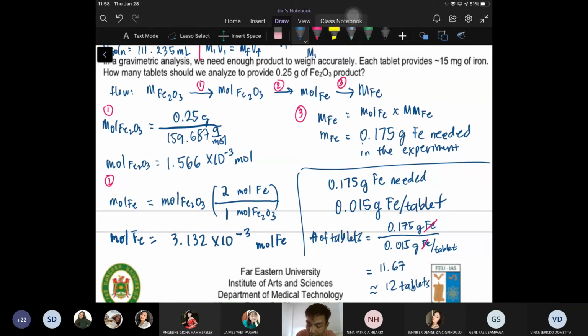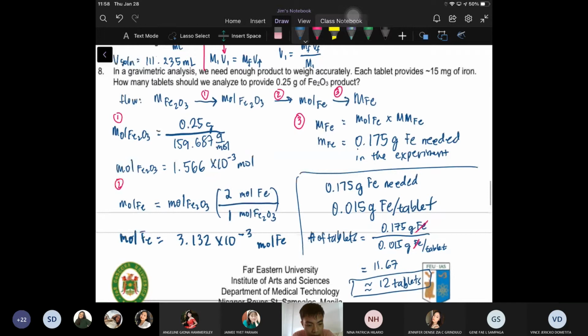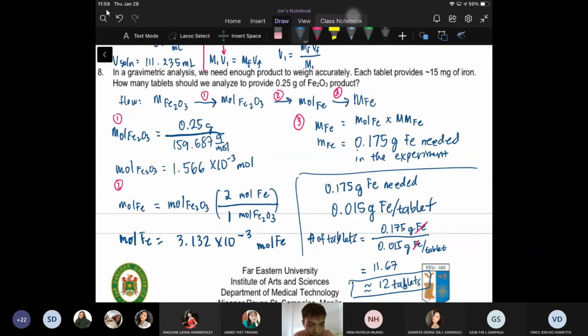Okay. So ganun lang. So ganito yung itsura ng gravimetric analysis sa Anachem. Daming conversion na nangyayari. Okay. So again, paano yung nangyari sa ating calculations? Teka lang. Wait lang.